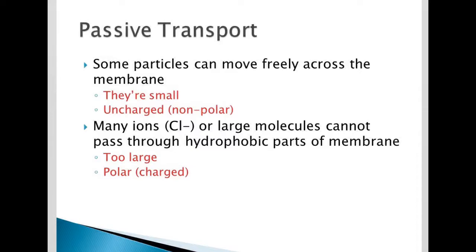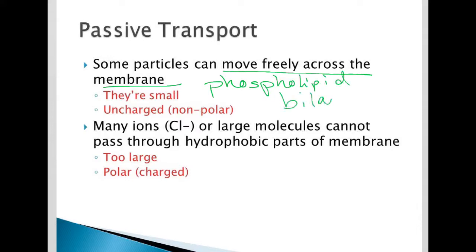Now, some particles can move freely across that membrane, and remember that membrane is a phospholipid bilayer. There are certain properties of that phospholipid bilayer where certain particles can just move right through. They're small, so they can fit through many of those phospholipids in there, and they need to be nonpolar in order to get through that section of fatty acid tails, which are hydrophobic. Nothing that is hydrophilic will get through that membrane easily. So those little things can just cross through with no help needed.